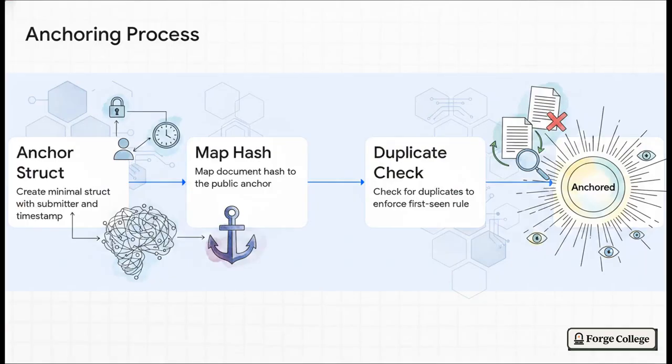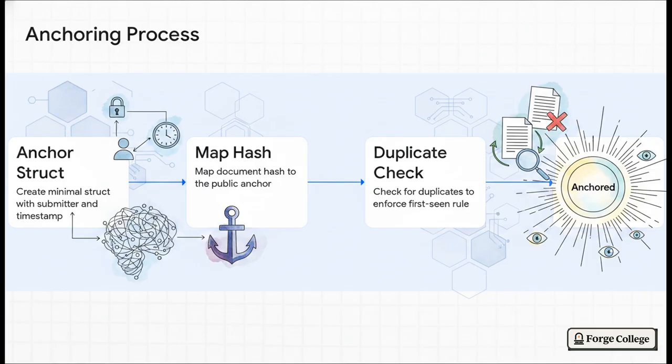Step 1, we create a minimal anchor structure in our smart contract. We're talking just the submitter's identity, the timestamp, and a short reference tag. Step 2, we map the cryptographic hash of our private document to that anchor. Step 3 is absolutely crucial. The contract checks for duplicates to enforce a strict first seen rule. This proves you were the original creator. And finally, Step 4, we emit a public anchored event so external auditors can independently verify it without needing permission.